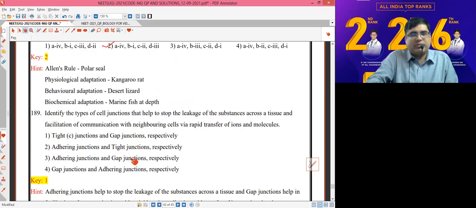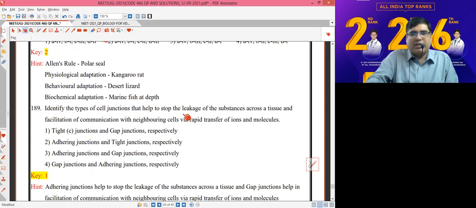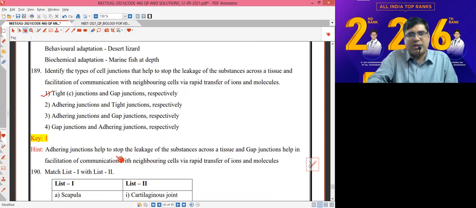Next: identify the types of cell junction that help to stop the leakage of substance across the tissue, and facilitate communication with neighboring cells via rapid transfer of ions and molecules. So here we can conclude that these are the tight junction and gap junction respectively. Of course, it is from animal tissue, the structural organization of the animal cell chapter. Tight junctions help to stop the leakage of substance across the tissue, and gap junctions help in the facilitation of communication, like the plasmodesmata.